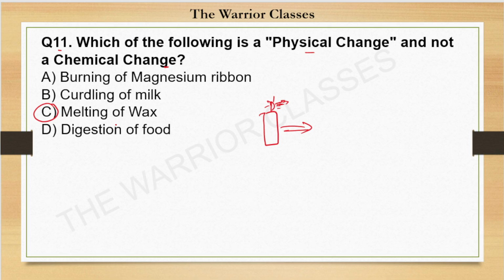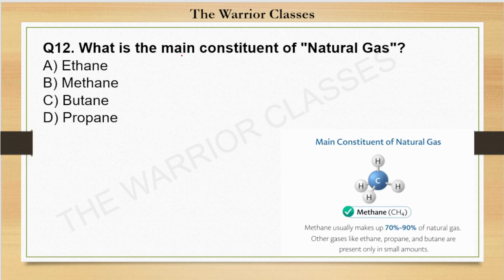Now moving to the next question. Question number 12. What is the main constituent of natural gas? Everybody must be knowing these questions. The correct answer will be option B, methane. It is 70 to 90% of natural gas. Propane and butane are the main constituents of LPG.